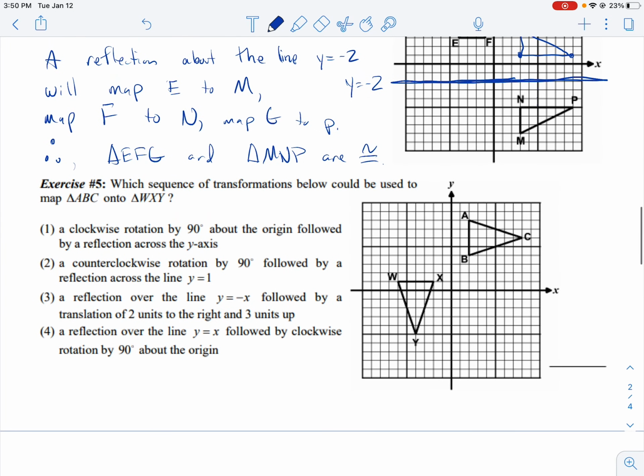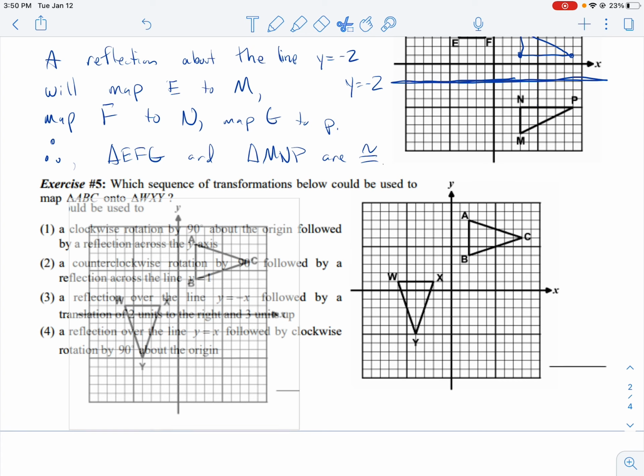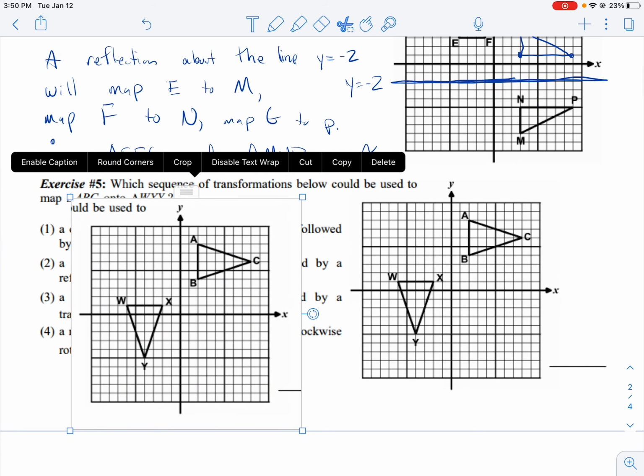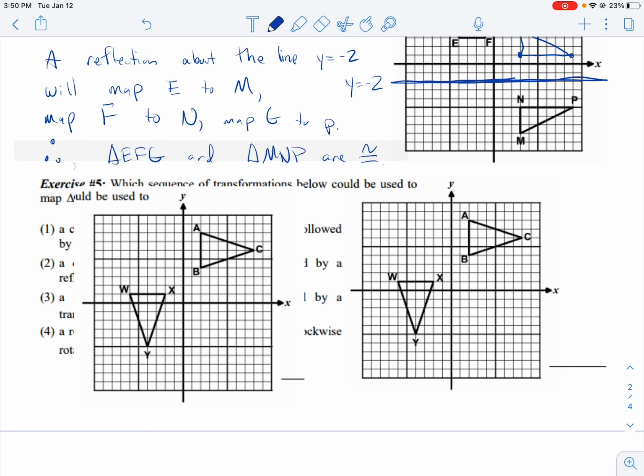Number 5, and call it a day. So which sequence of transformations could be used to map ABC onto WXY? Okay, so let me take another image here. Okay. So we are trying to get, I'm not even going to look at those options. I'm going to try to get this triangle, all right, what are we mapping? ABC onto the other guy. So I'm trying to get this triangle here to map onto this guy. Okay? So how can we do that?